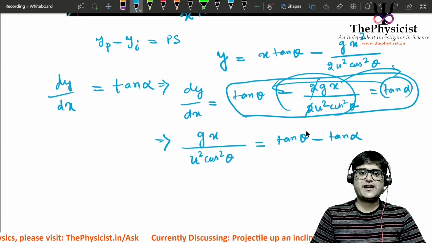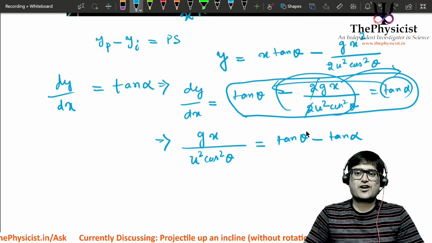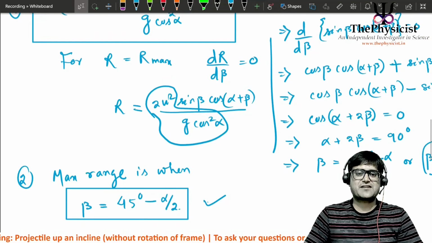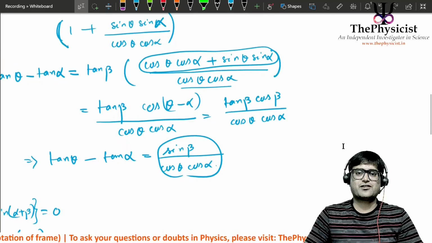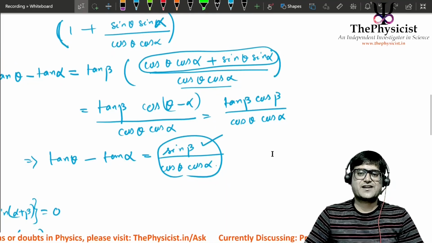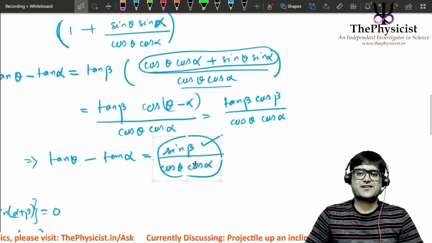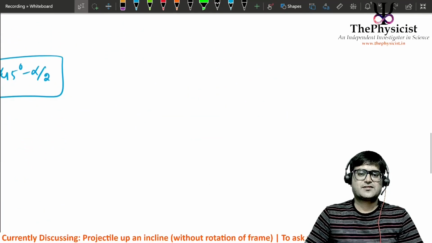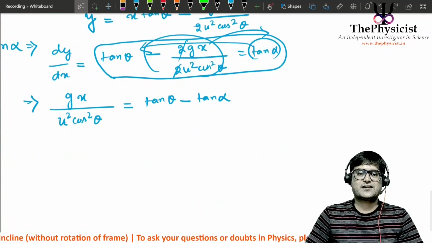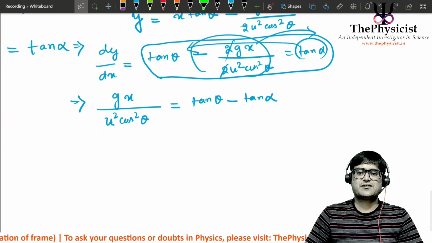So from here we can find x. And we already know tan theta minus tan alpha. Let's just simplify that. What is tan theta minus tan alpha? The beautiful simplified expression that we had gotten: tan theta minus tan alpha is simply sine beta divided by cos theta cos alpha. So can we just simply copy it? Let's copy that.